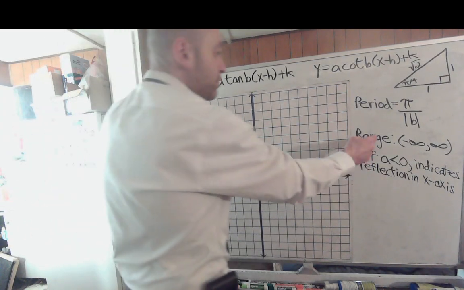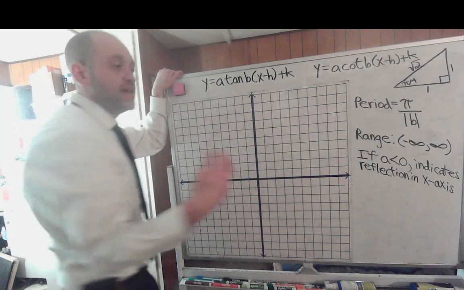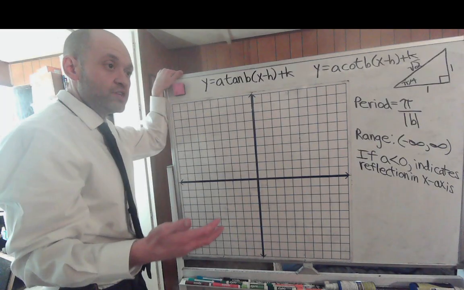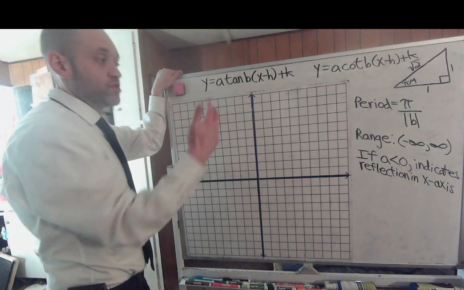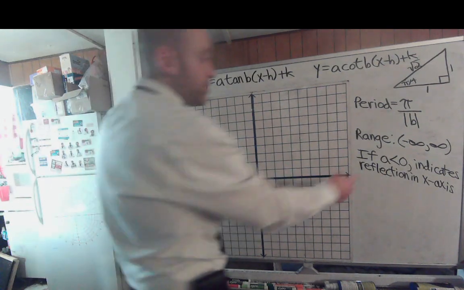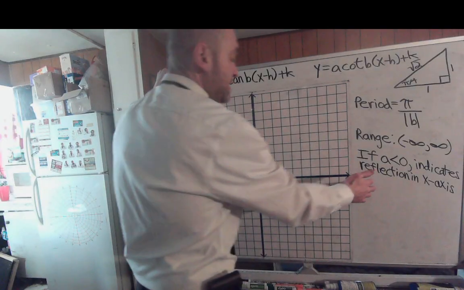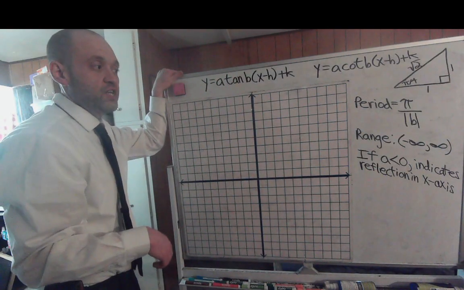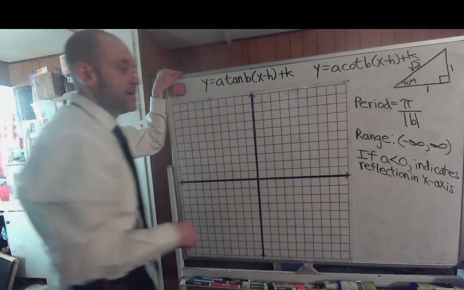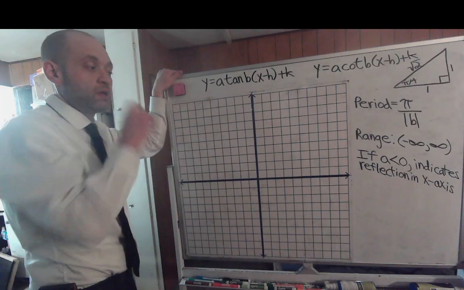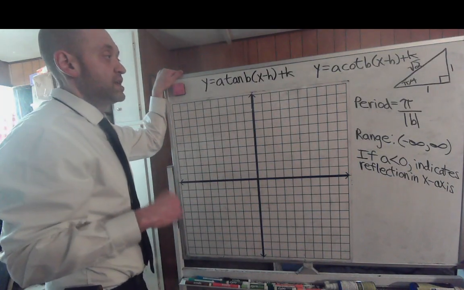Your range for both of these functions is always negative infinity to infinity. That'll never change. Now your domain may change based on your shifts. Now if your a is less than 0, that still indicates a reflection in the x-axis. That's one thing that hasn't changed from the other four functions. If you have a negative a, that indicates a reflection. So that's one thing to note.